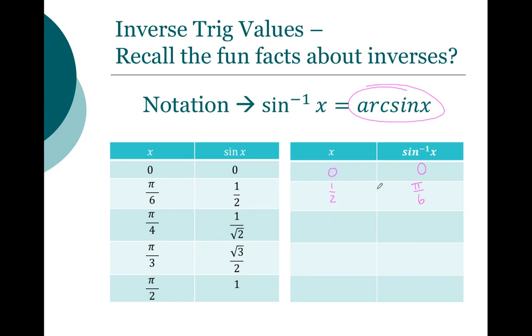So when I'm saying sine inverse of x, I'm saying, where is sine equal to 0? Where is sine equal to 1/2? Where is sine equal to 1 over root 2? Oh, pi over 4. You're thinking about it in reverse. Where is sine equal to root 3 over 2? Oh, pi over 3. Where is sine equal to 1? Oh, pi over 2. And this is quadrant 1. This is what we're looking at here.